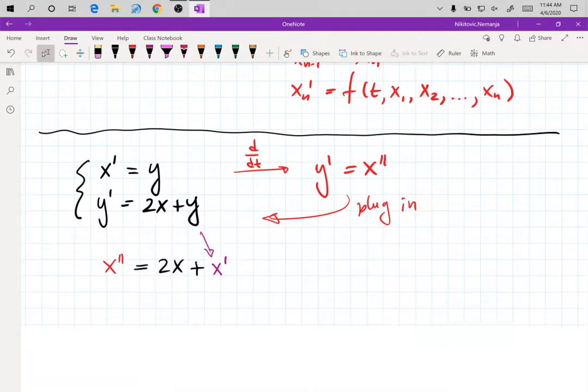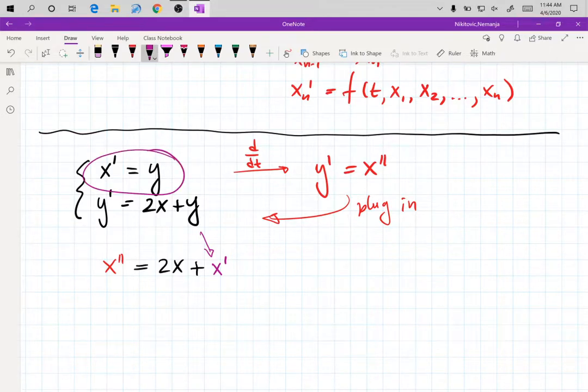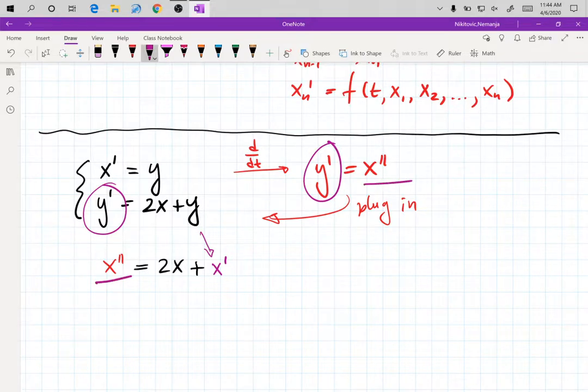I take this equation here, I find the derivative, which gives me this equation over here, and now I can just plug in and replace. I replace, instead of y prime, I have my x double prime, and instead of my y over here, I have x prime because y is x prime. All right, so just find all of the pieces and plug them in where they belong.